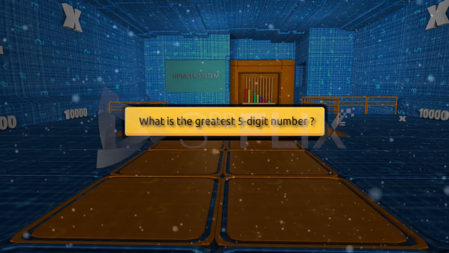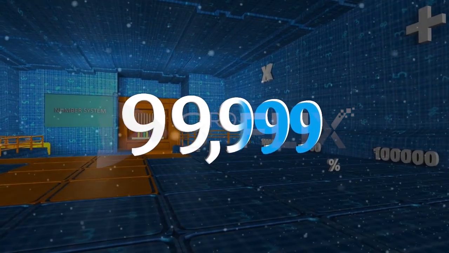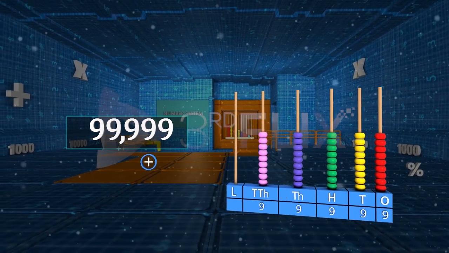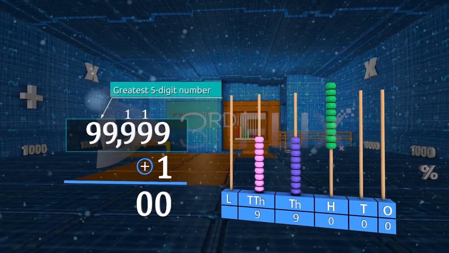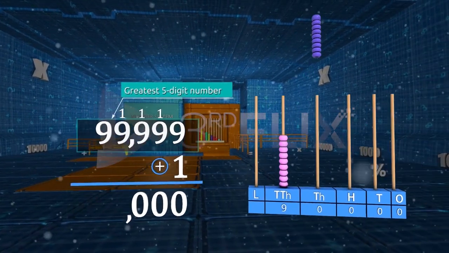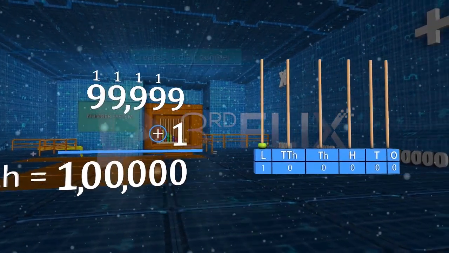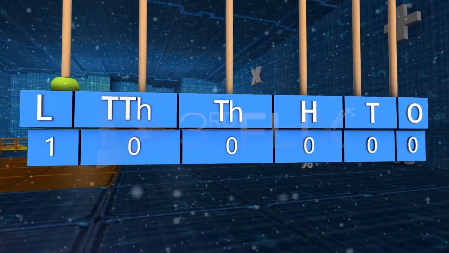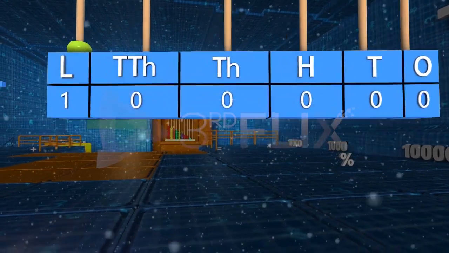What is the greatest 5-digit number? 99,999. If we add 1 to the greatest 5-digit number, then we will get a smallest 6-digit number, that is 1 lakh. Now we will get a new place value column in the place value chart. It is called as lakhs place.